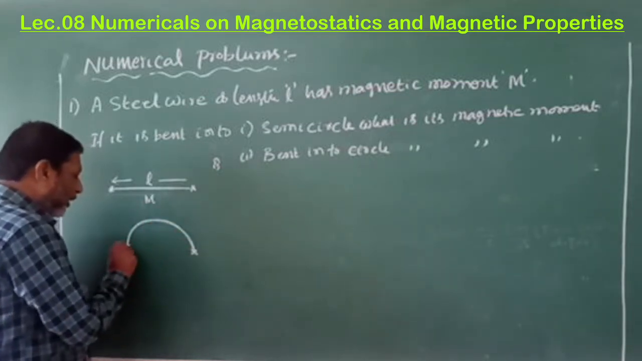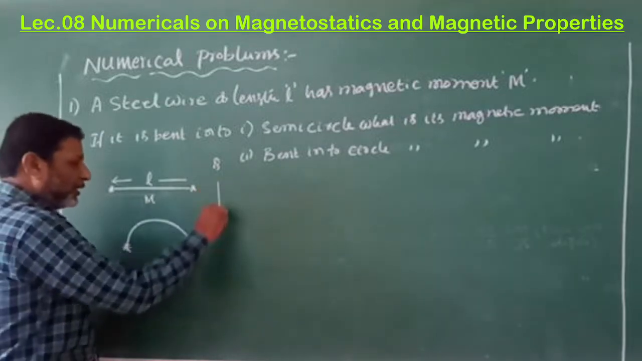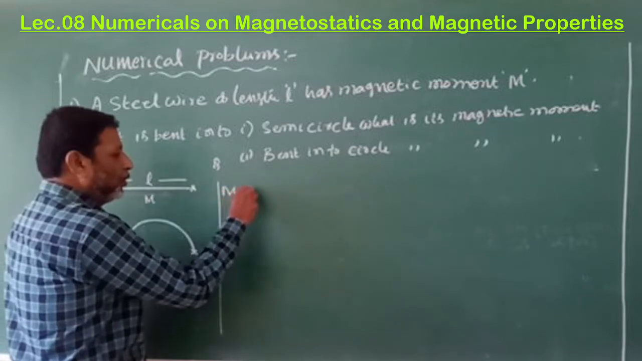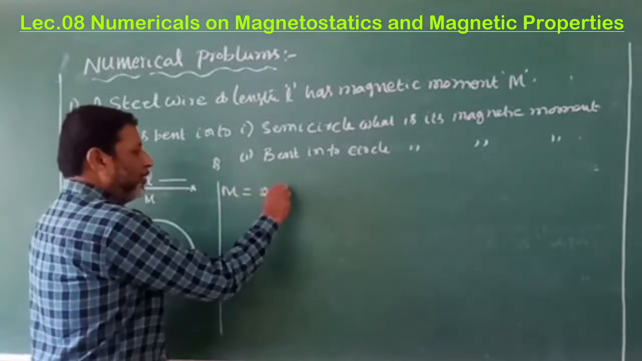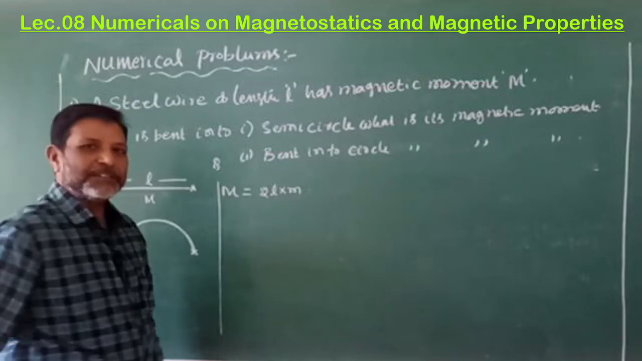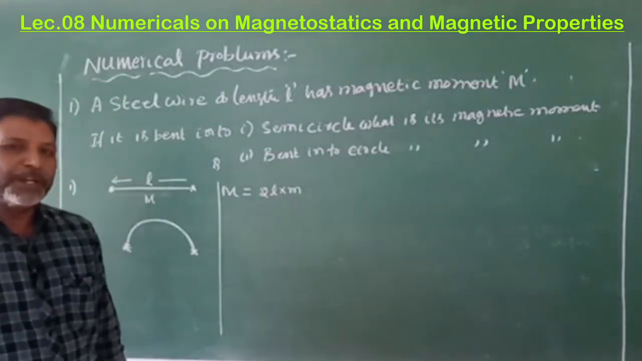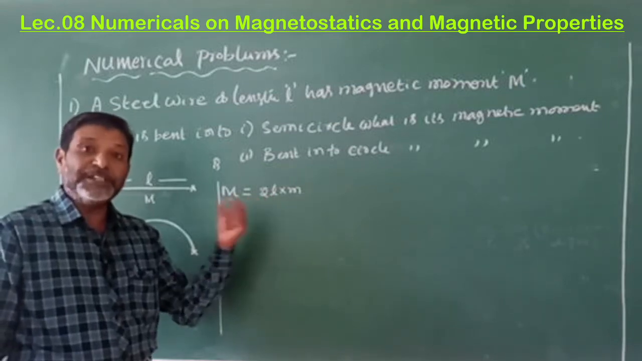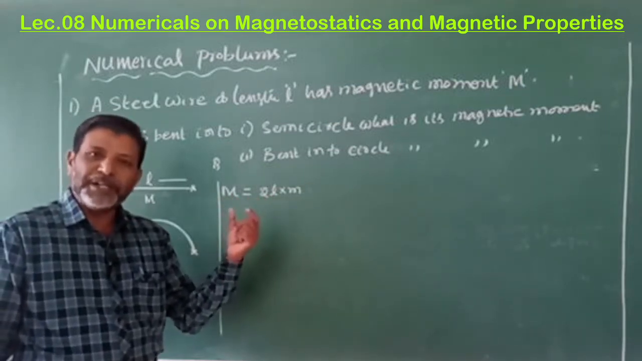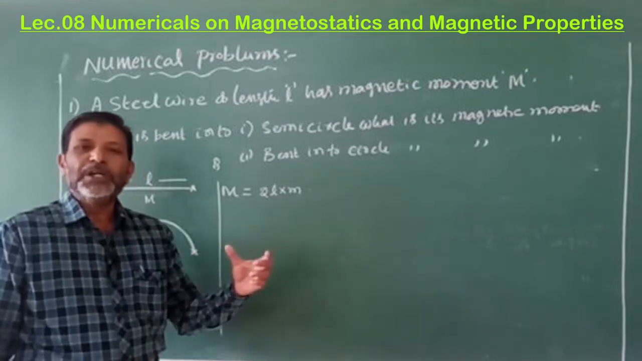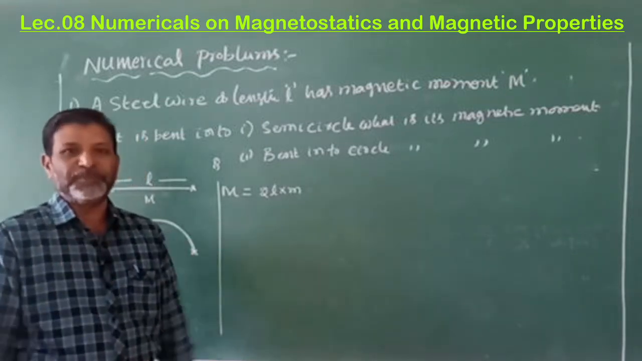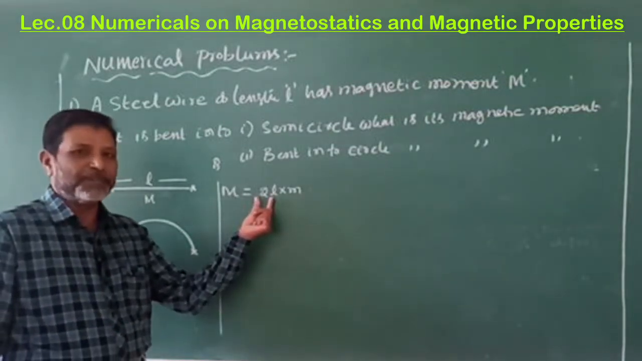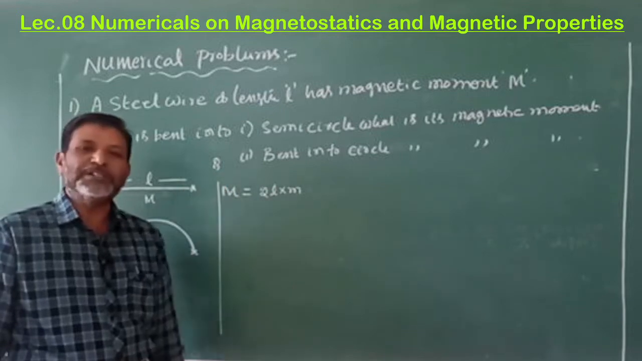Here, as you know, what is the general formula for magnetic moment? Magnetic moment M is equal to 2l into m. Now the meaning is very important. What does this 2l mean? We call it the magnetic length, and its definition is: the magnetic length of a dipole is equal to the distance between the two magnetic poles. This is represented by 2l, and m is the pole strength.